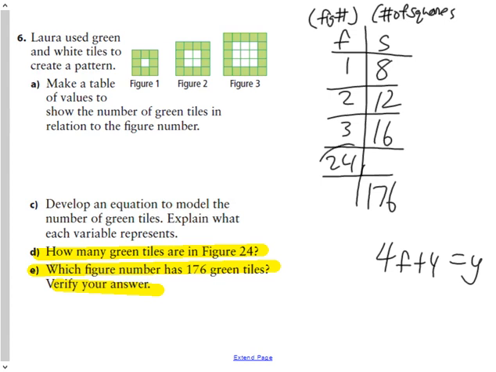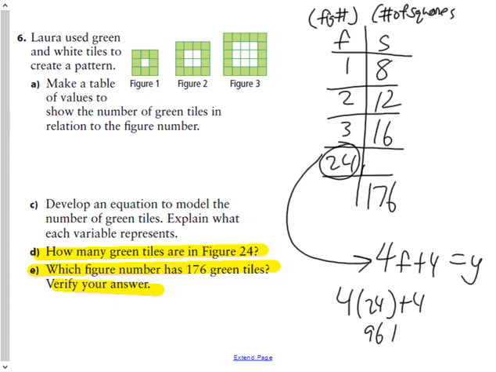So here we would simply take our 24, substitute it into our equation, and get 96 plus 4, which is 100. And then all you'd have to do is take your 100 for your y value or your s value and put it there.